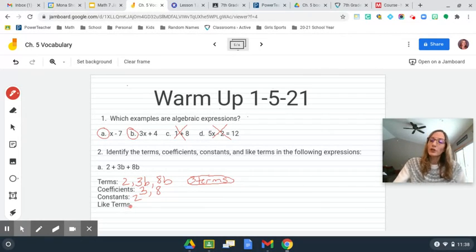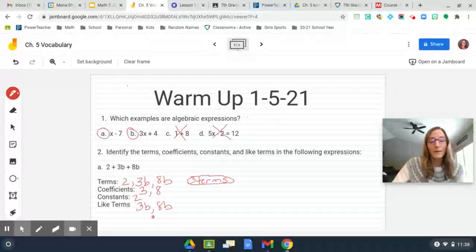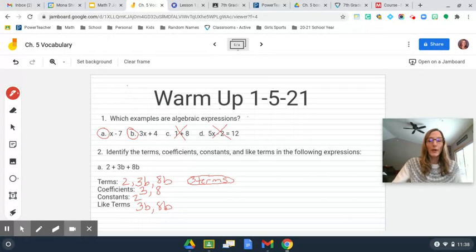And then my like terms. So when we talked about like terms, those are terms that have the same likeness. They look like each other. They have the same variable. Or they could not have a variable at all. So for example, in that expression, if I'm looking at like terms, I look to see what's similar. And these 2 right here have b's next to them. So my like terms here are 3b and 8b. That's a like term. Both have the variable b. I'm not going to list the 2. That's a constant. But there's nothing else like that. There's no other constant in that expression.